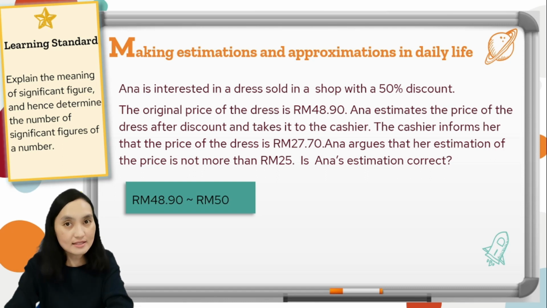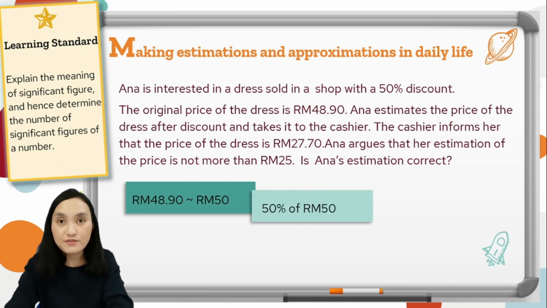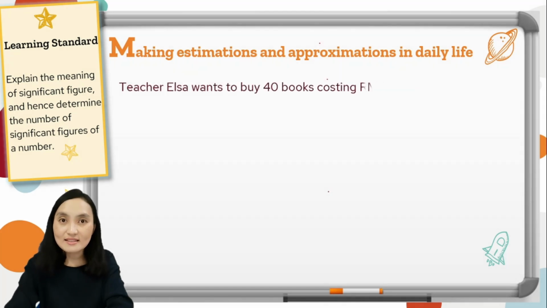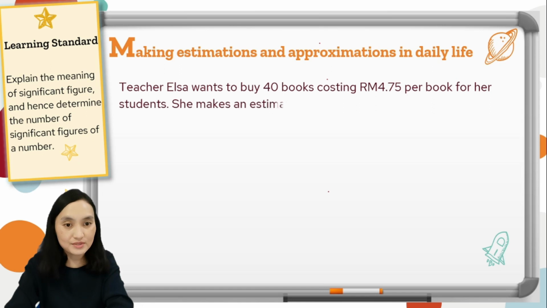48 ringgit and 90 cents is approximately 50 ringgit. 50% of the 50 ringgit is half of the 50 ringgit, so it is 25 ringgit. So yes, Anna's estimation is correct. Let's look at situation number 2.